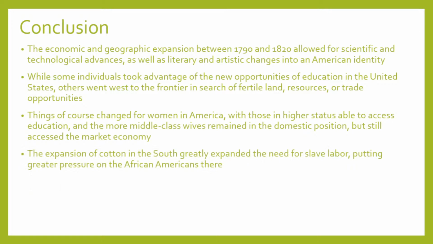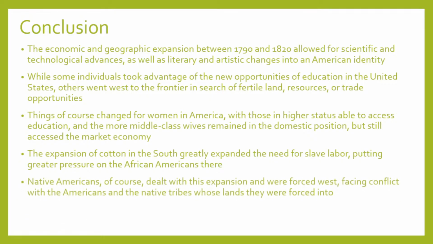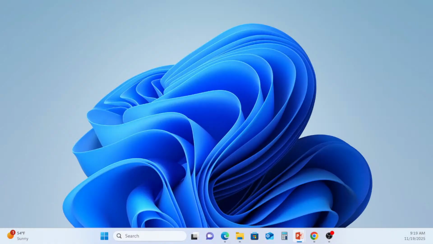With the expansion of cotton, it of course led to the further expansion of slave labor. And for Native Americans, they just lost on every front. Expansion of land meant they were forced further west, facing conflict with the Americans and also Native tribes that were already there. Yeah, it was not good. Needless to say, though, very few times in American history can we say the Native Americans actually did pretty okay. Because, well, imperialism.